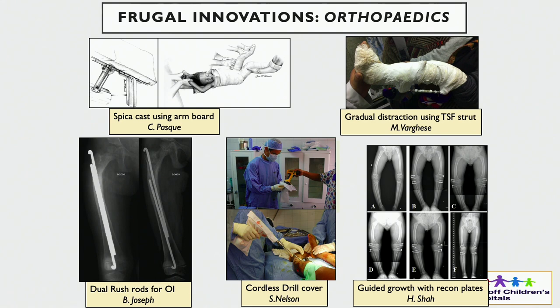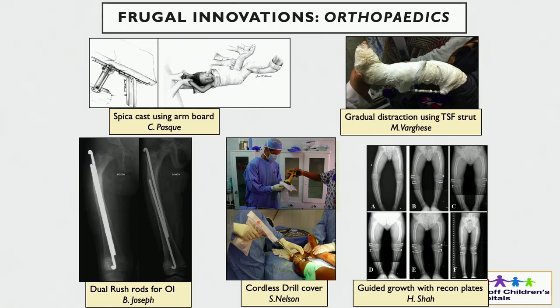Last time I went to India, I was really fascinated. They were using the Taylor Spatial Frame distraction rod to do sequential stretching of flexion contractures in a cast. So you don't have to keep changing the cast, you just keep turning the strut and keep straightening the knee. Instead of growing rods, you put in dual Rush rods as expandable devices.